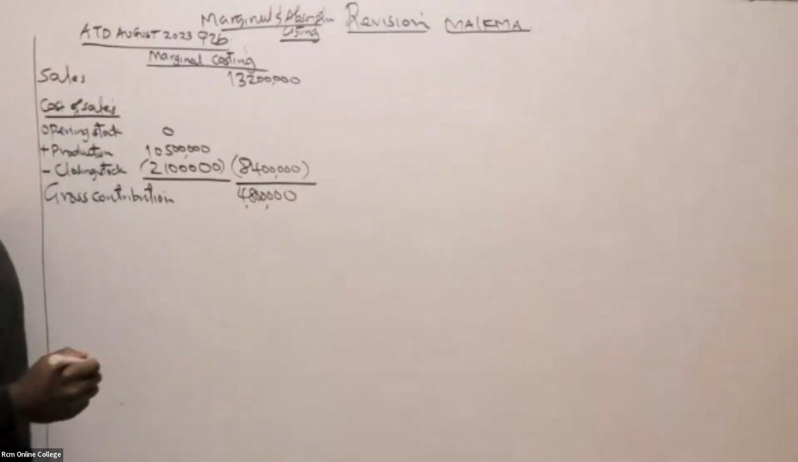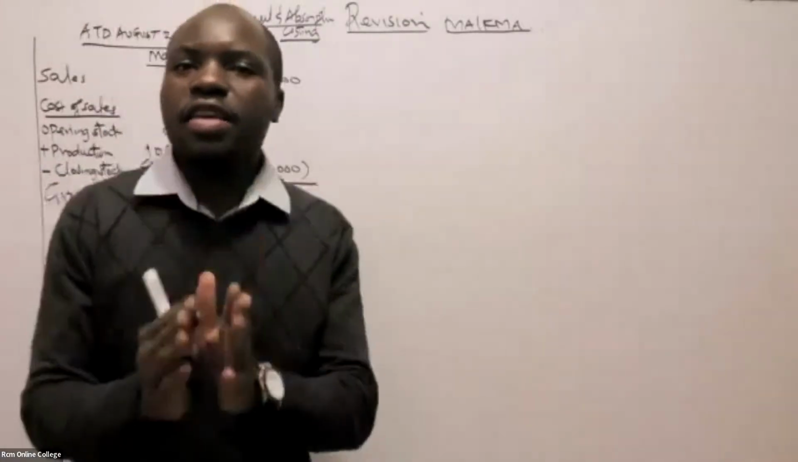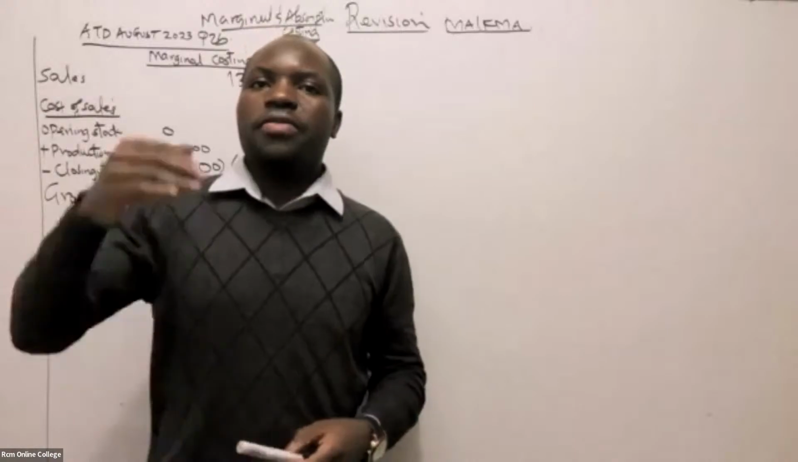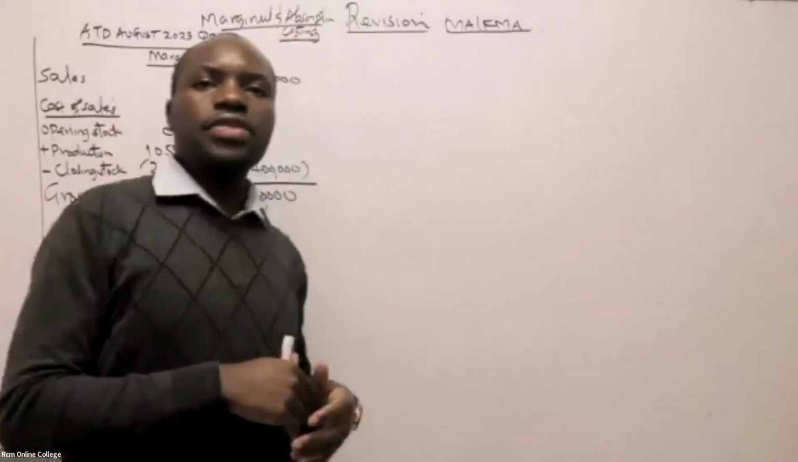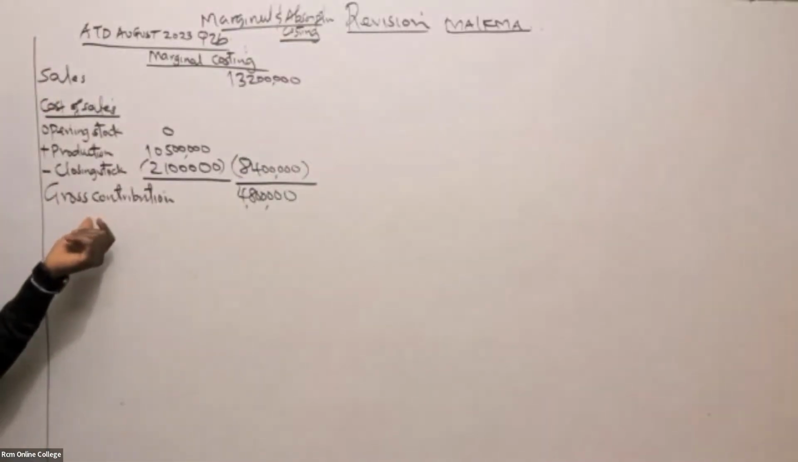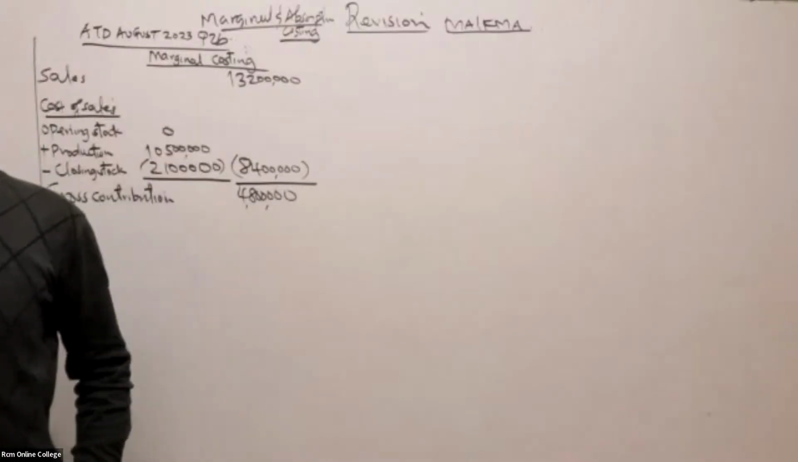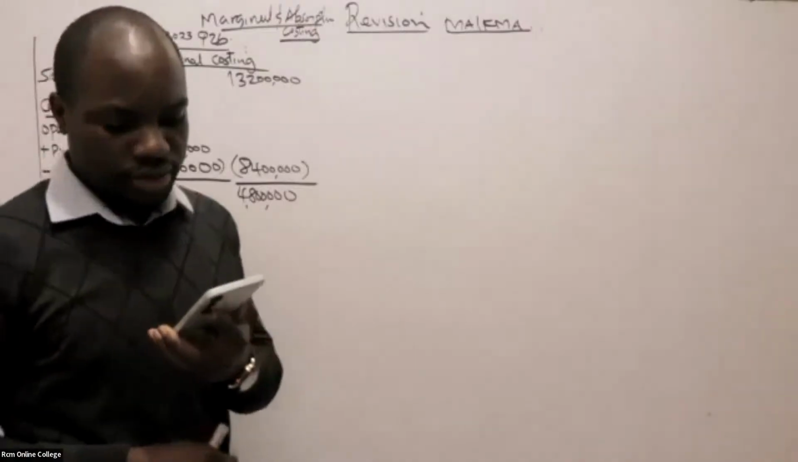4,800,000. We are calling it gross because in our question, we'll be having something called variable non-production expenses: variable sales and distribution, variable admin expenses. Those variable non-production costs have to be deducted from the gross contribution to give us what we call net contribution.